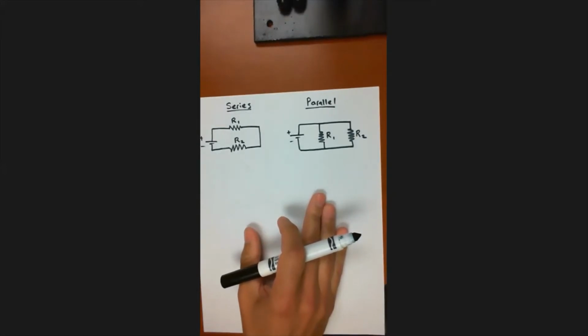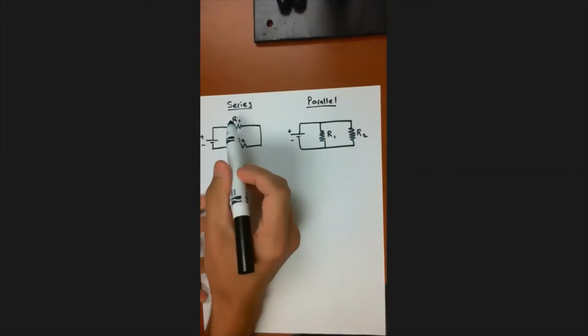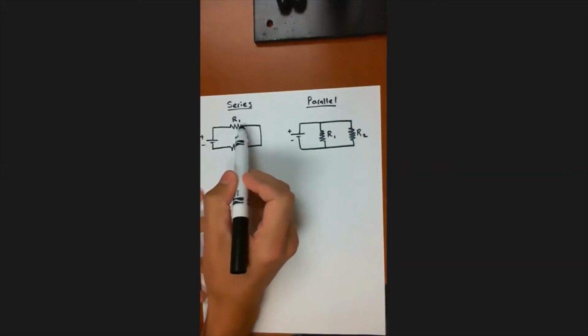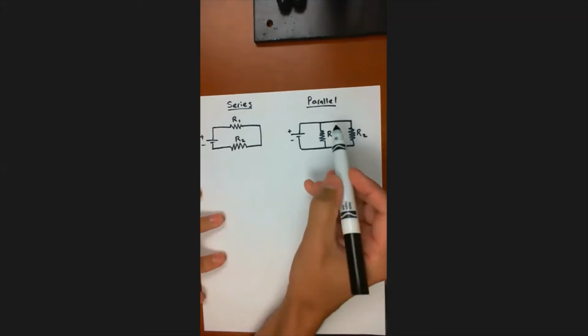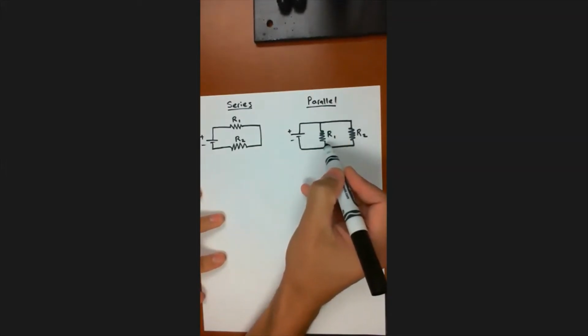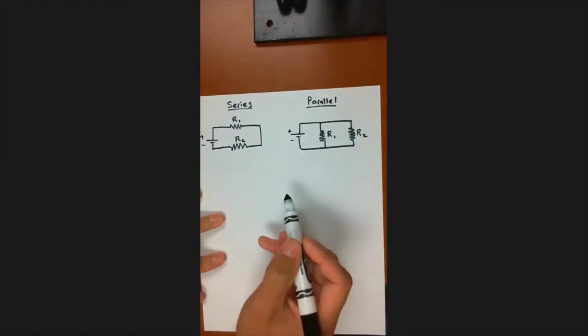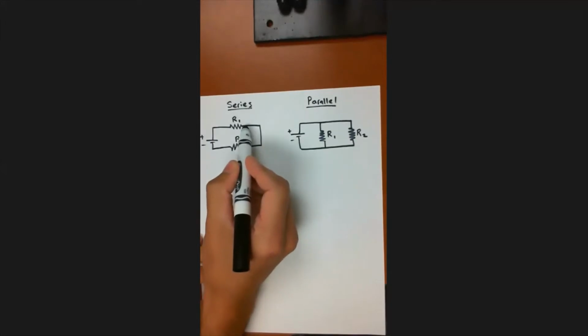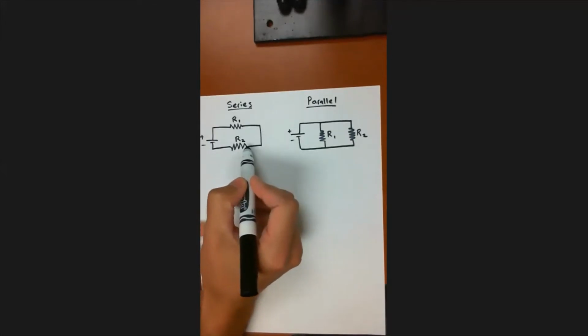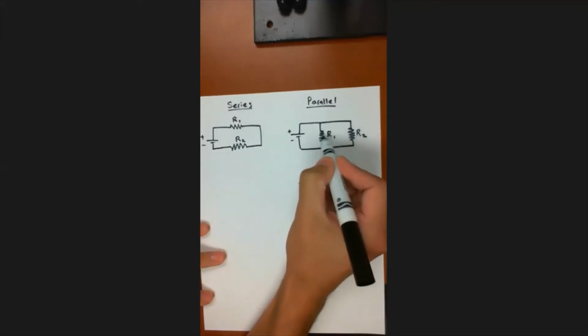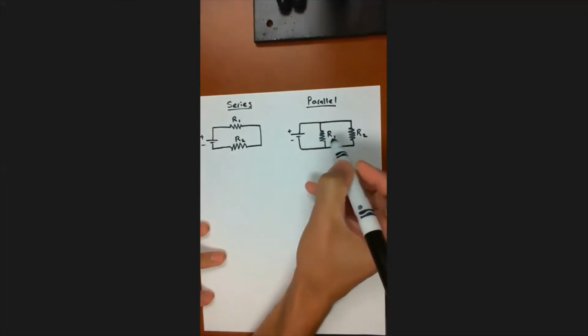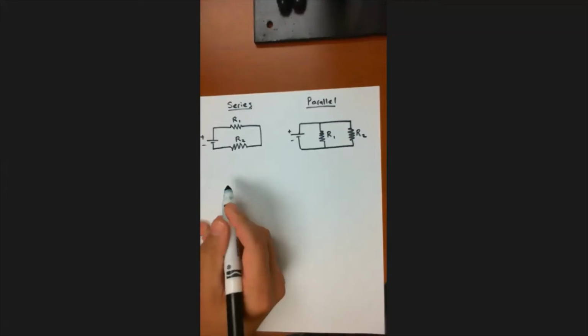But what I want to talk about, this is the conceptual thing, is the value of the voltage drop across R1 compared to the voltage drop across R2 in a series circuit, and the value of the voltage drop across R1 compared to the voltage drop across R2 in a parallel circuit. And I want to talk about the current flowing through R1 as compared to the current flowing through R2 in a series circuit, and in a parallel circuit.